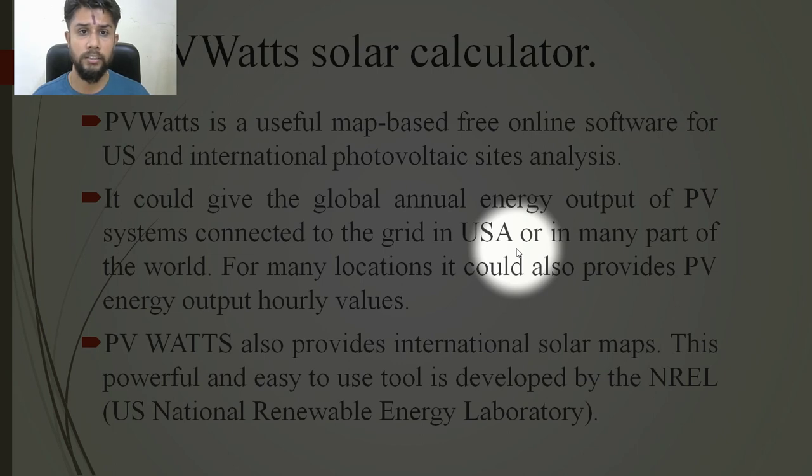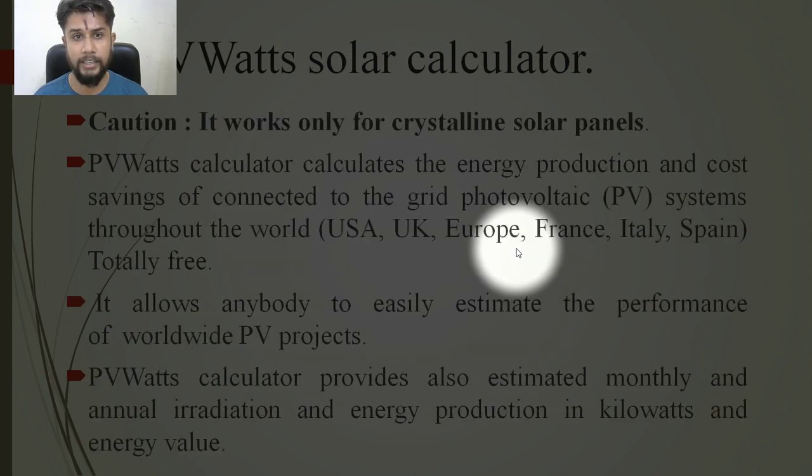This is a useful map-based free online software for US and international PV sites analysis. It could give the global annual energy output of PV systems connected to the grid in USA or in many parts of the world. PVWatts also provides international solar maps. This powerful and easy to use tool is developed by the NREL. It works only for the crystalline solar panels.